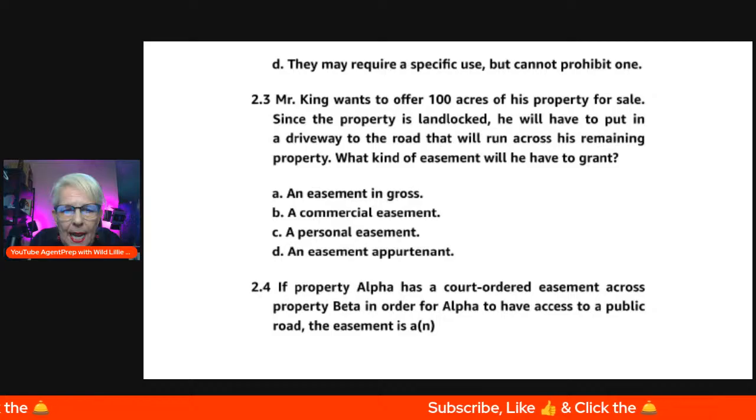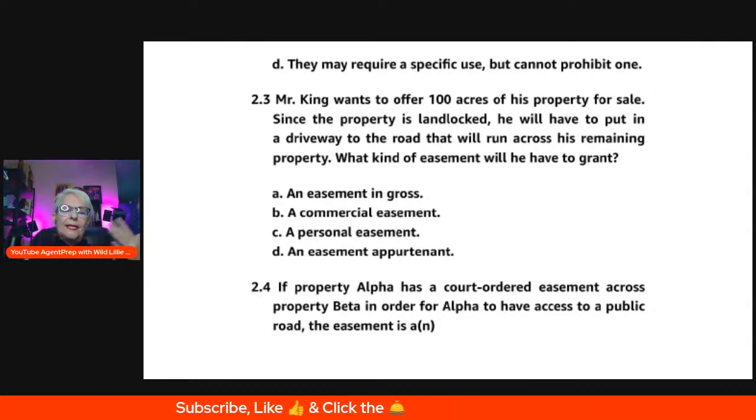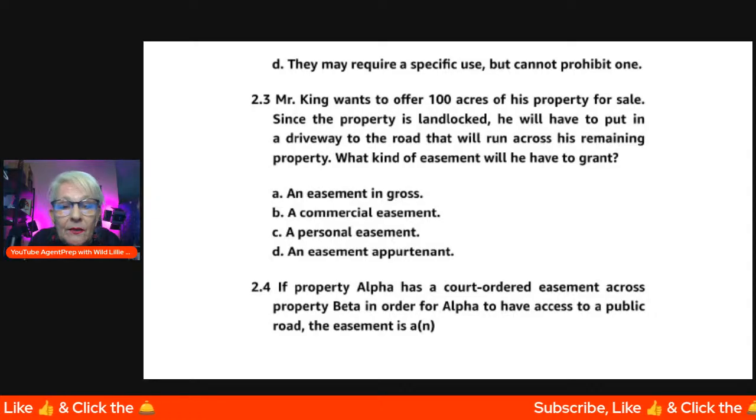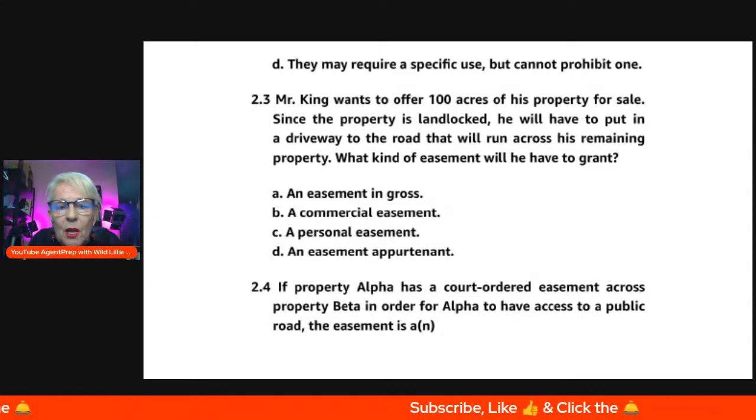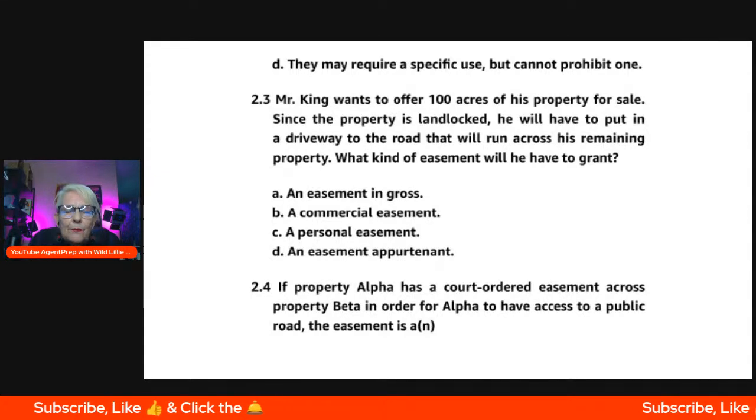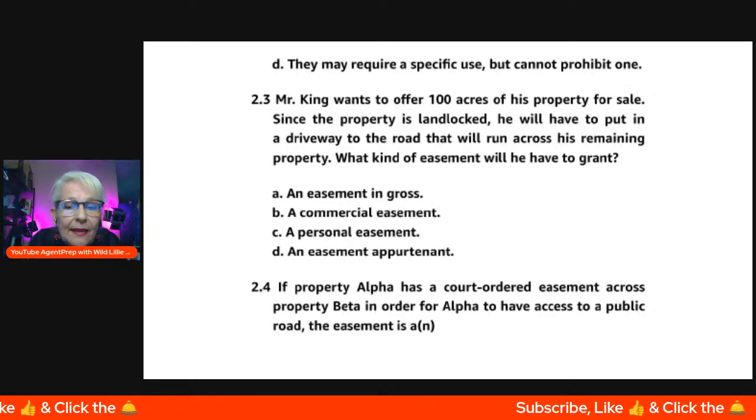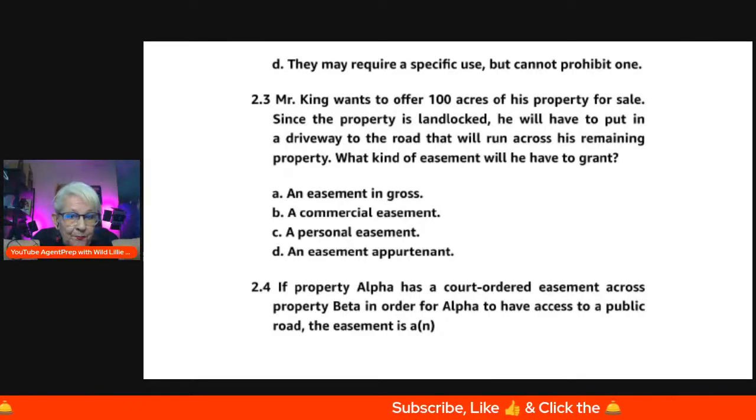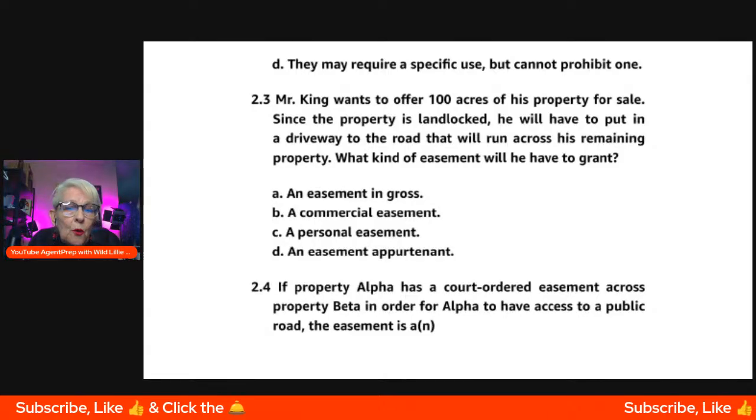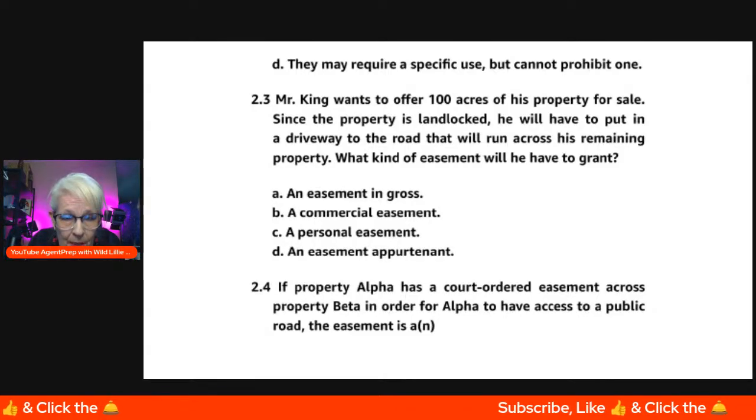It's attached to the property. And that owner has to give them right of way without any limitations, especially if it is recorded. So Mr. King says what? He's offering 100 acres of his property for sale. Landlocked. When it's landlocked, it means there's no access to that land. It could be behind him or to the side, but there's no way to get to that landlocked property without going through Mr. King's land.